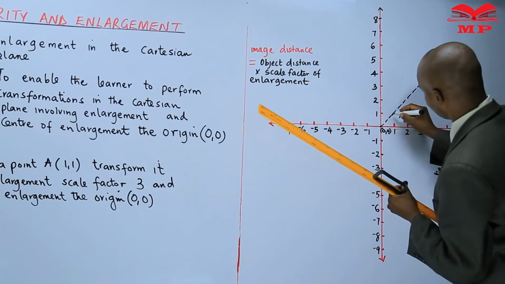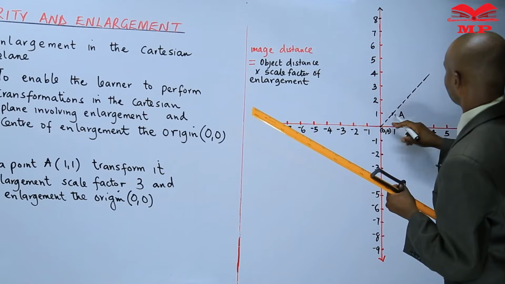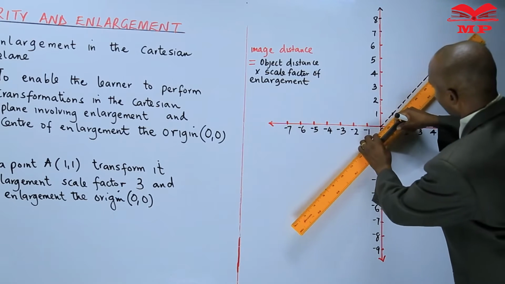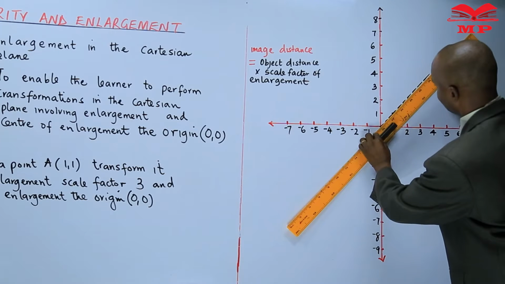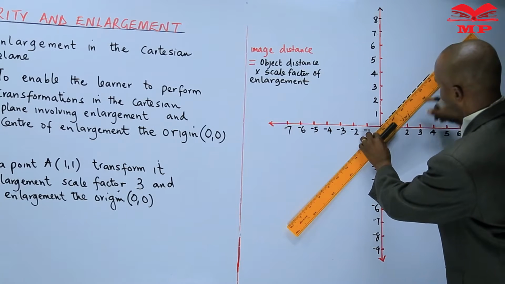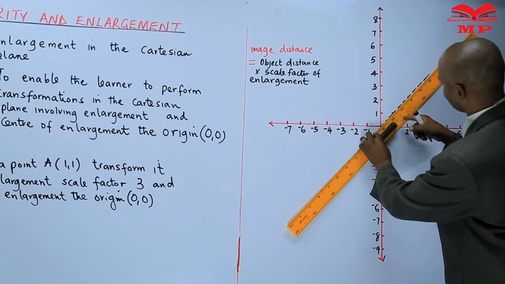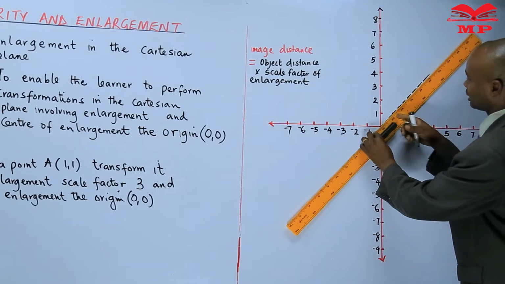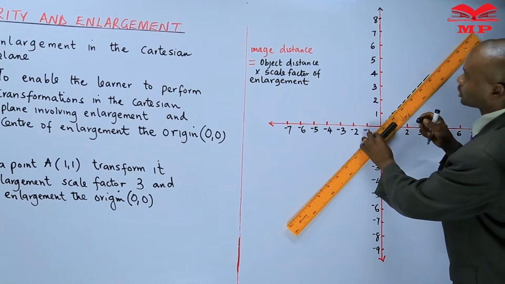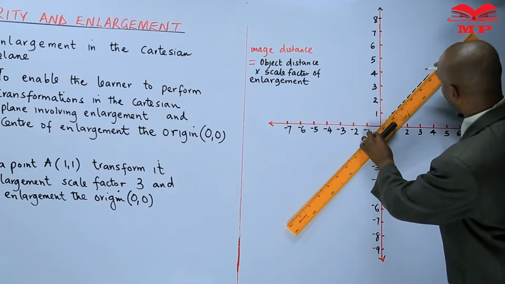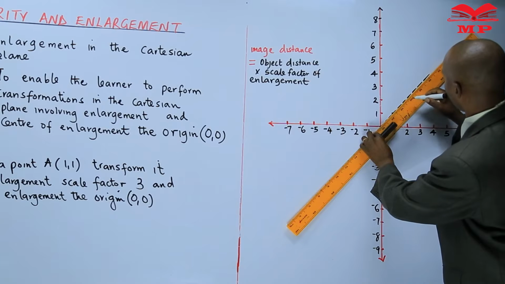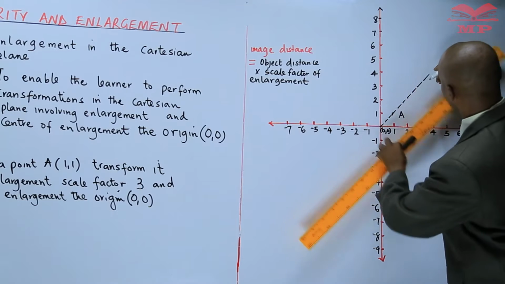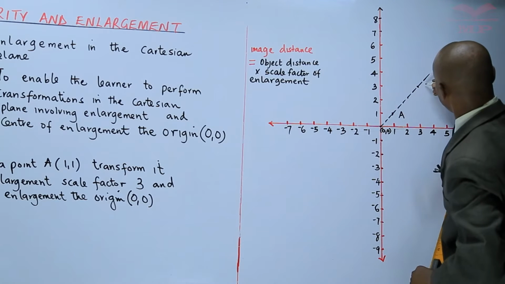So I'll get that distance. Know how much it is. Then I'll double it from there, triple it, because the scale factor is that. So if I look well, that is 2.7. So here, if it is 2.7, 2.7 times 3 will get 8.1. That is 8.1. That is A prime.